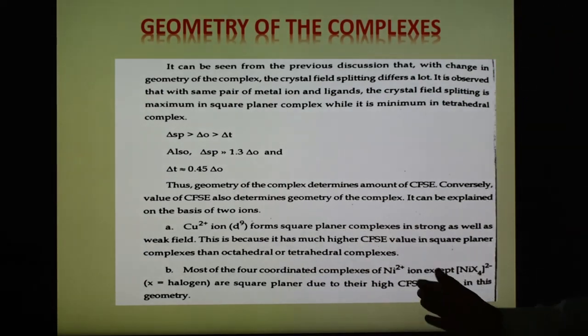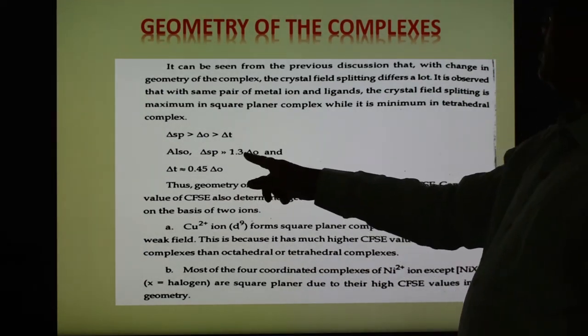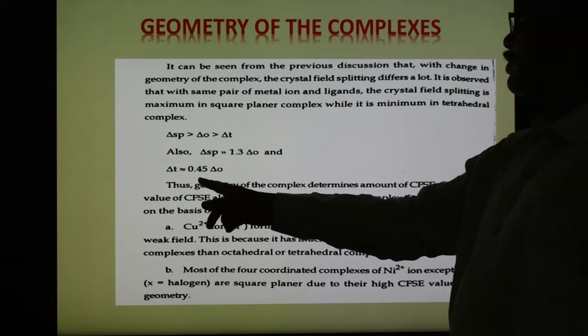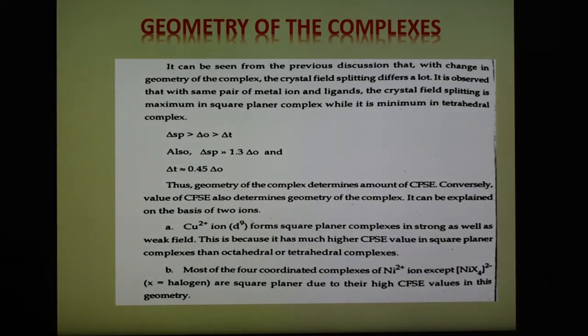And the relation is that delta SP equals 1.3 delta O and delta T equals 0.45 delta O. So delta SP is greater than delta O and delta T, and delta O is greater than delta T. We have already seen that with a change of geometry of the complex, the value of delta O also changes. So there are three factors which are affecting the value of CFSE.